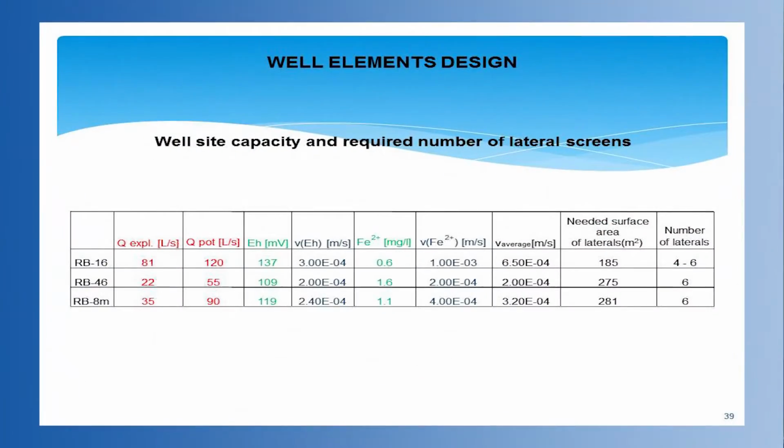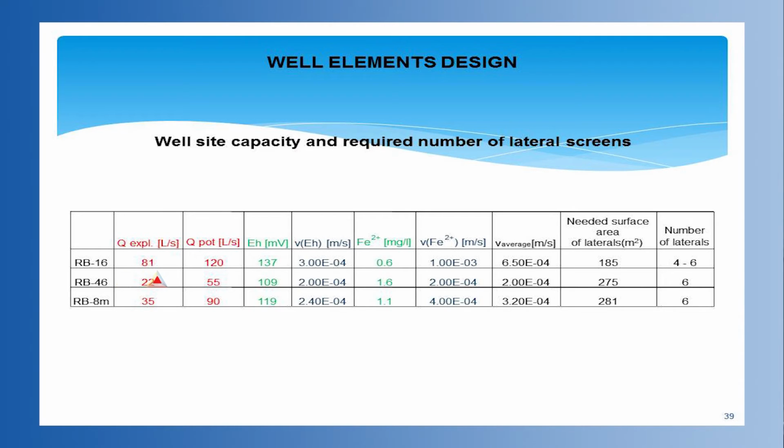And what is the result? RB16 now has 81 liters per second extracted. It is possible to extract 120. And what should be the entrance velocity, you can see here. So to do it with 120 liters, it's necessary to have 185 square meters of lateral surface. That means 4 or 6 laterals.